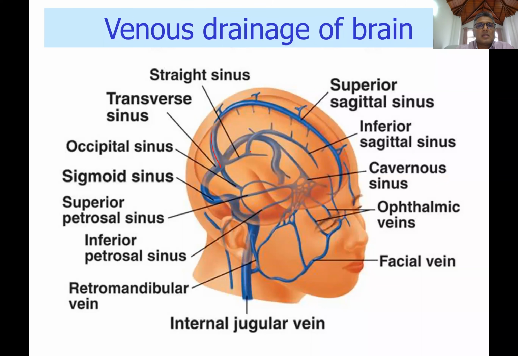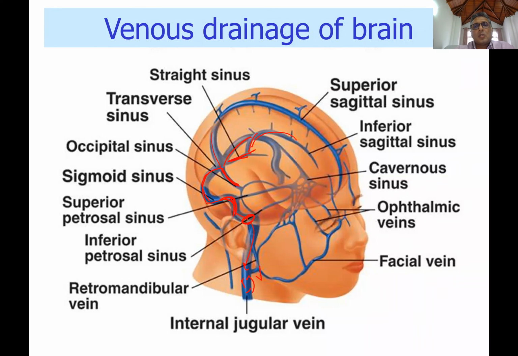Now this is the superior sagittal sinus. This is the inferior sagittal sinus. It drains into the straight sinus here. Then you have the transverse sinuses here. One going down is the small one, the occipital sinus. So the transverse sinus becomes the sigmoid sinus here, and at the jugular foramen here, the sigmoid sinus becomes the internal jugular vein.